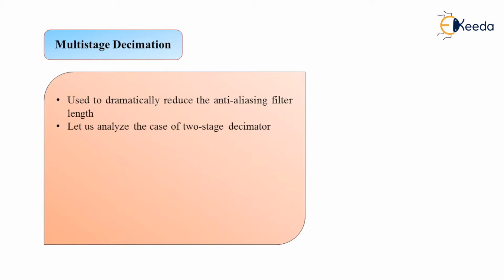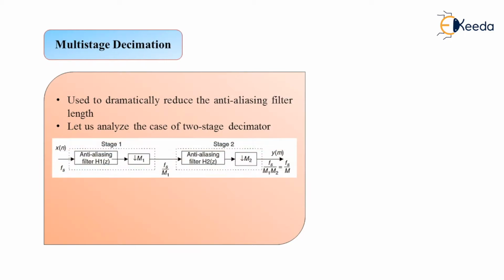For example, to understand multi-stage decimation, we shall analyze the case of a two-stage decimator. The block schematic for the two-stage decimator we visualize here. You see the input signal, denoted x of n, whereas the corresponding output signal generated after the multi-rate signal processing will be denoted by y of m. The sampling rate of the input before entering the system will be denoted by fs.